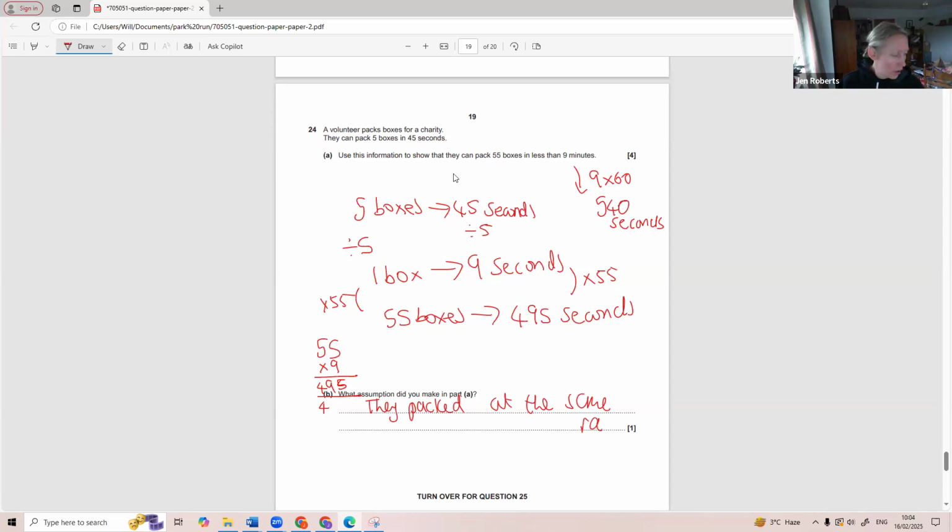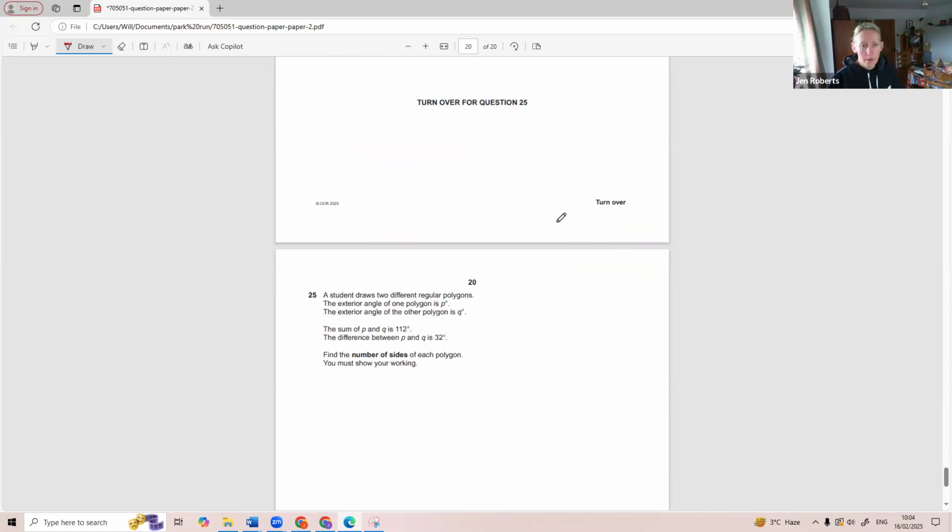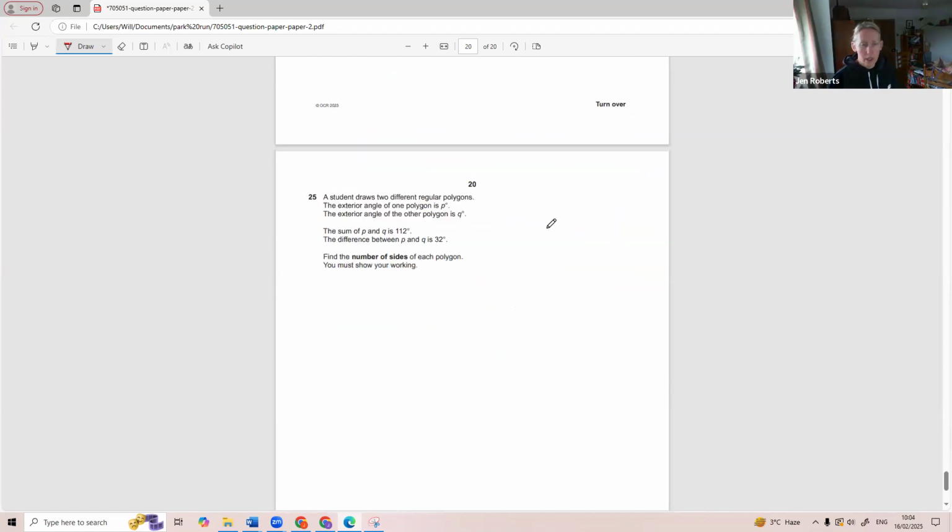Let me just give you the alternatives you could have had for that. Took no breaks. Pack for 9 minutes without stopping. Each box took the same amount to pack. They don't get tired. They were not interrupted. Boxes remain the same size and consistency. They won't make any mistakes. I assumed every box took 9 seconds. Anything along those lines? Okay, last question.